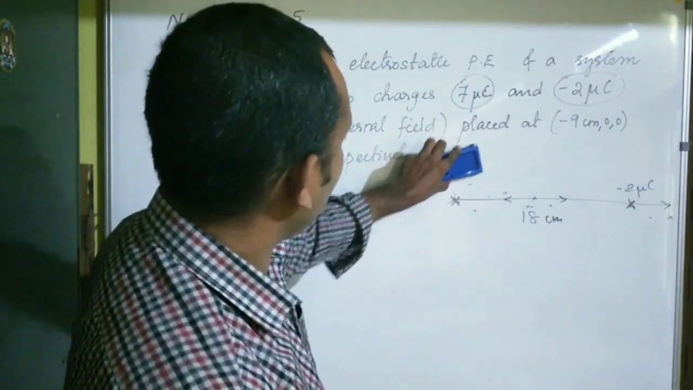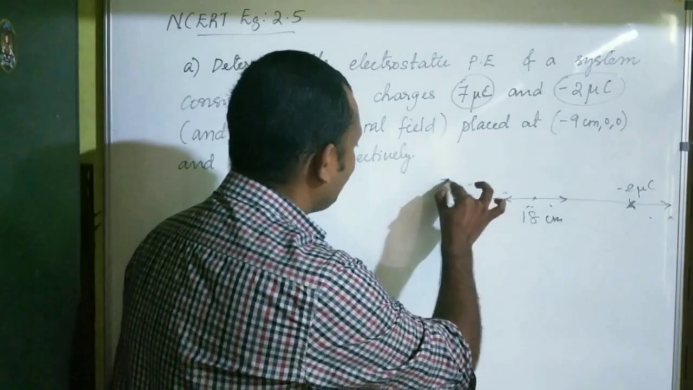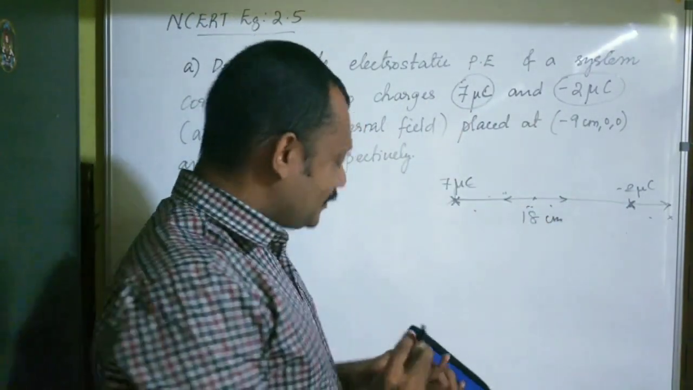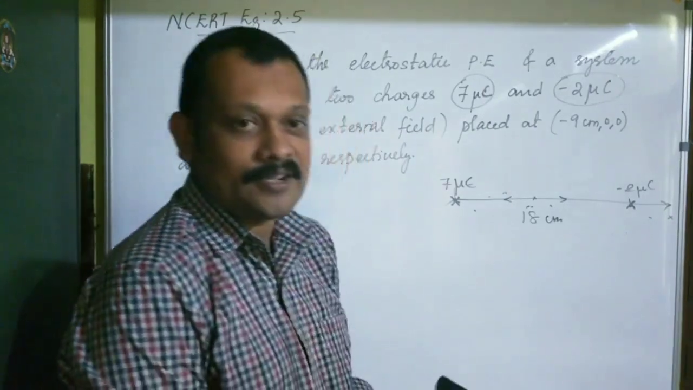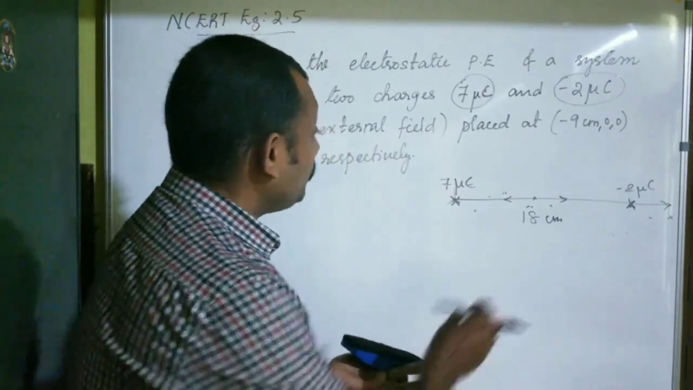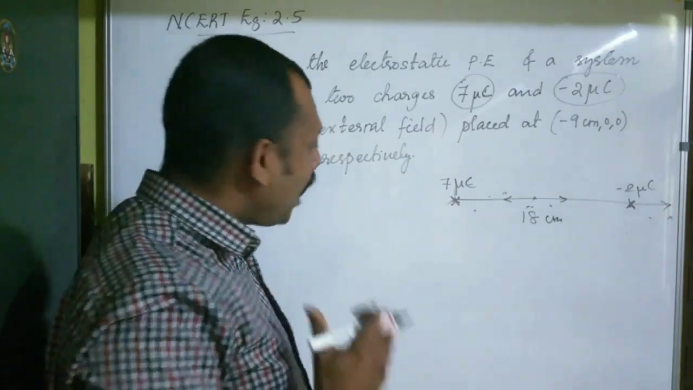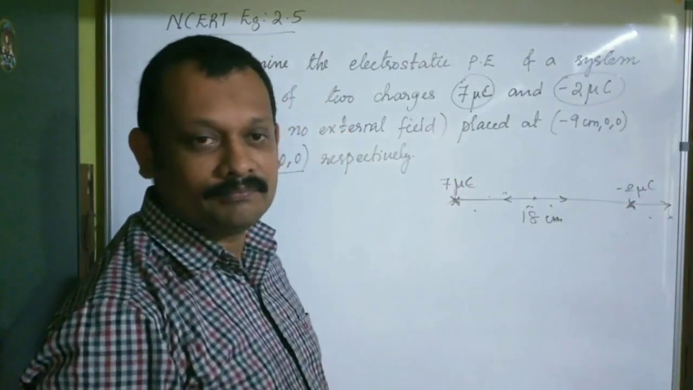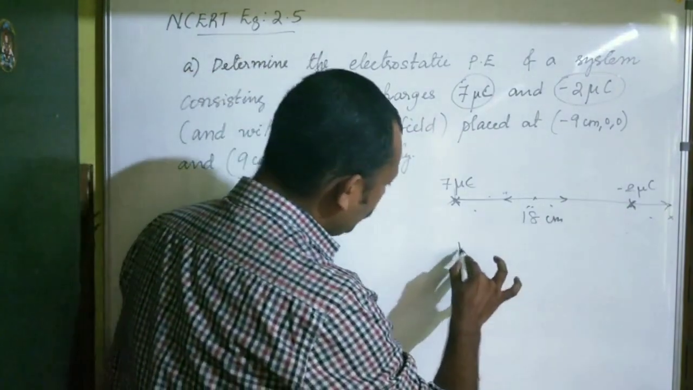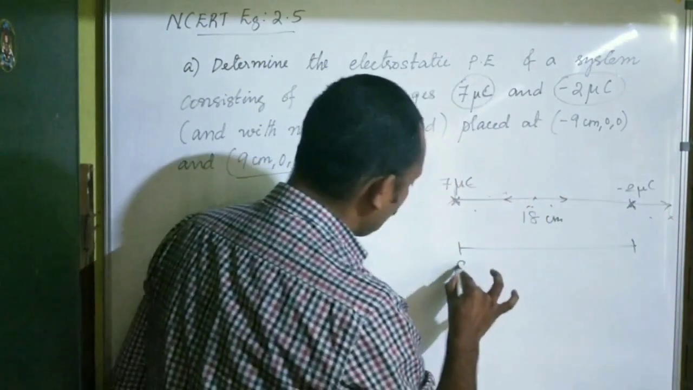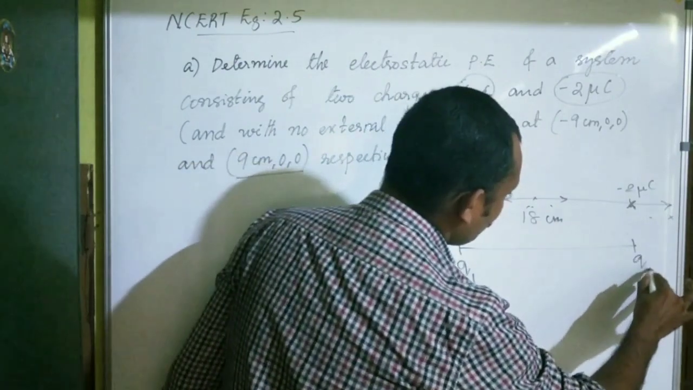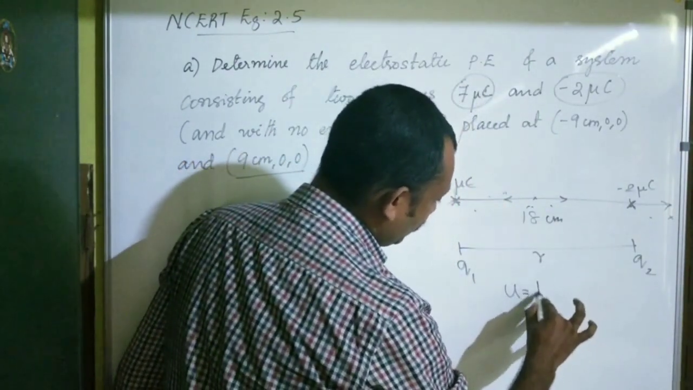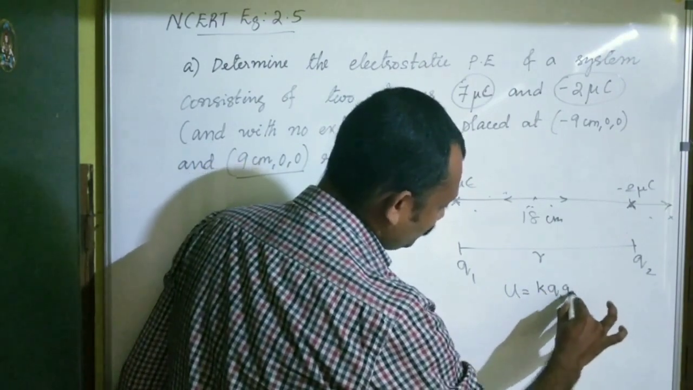Now the whole idea is clear. This is 7 microcoulomb. This is minus 2 microcoulomb. They are separated by a distance of 18 centimeter. Now the picture is clear to you. How can I get the answer to this question? Very simple. The problem resembles this one, right? Q1, Q2 separated by distance R. Their mutual potential energy is K Q1 Q2 divided by R.